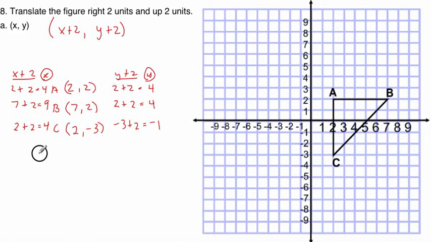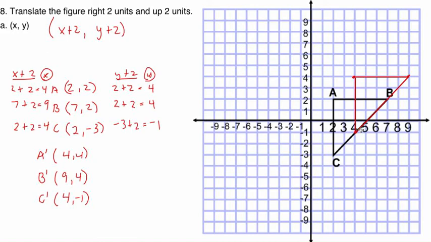So my new A prime would be 4 here and 4 there. My new B prime would be 9 here and 4 there. And my new C prime would be 4 here and negative 1. And now I can plot them if I have a coordinate plane. Over 4 up 4, over 9 up 4, and over 4 down 1. And go ahead and connect them. So you have to be able to do both. You have to be able to actually graph, and you have to be able to find the new coordinates.